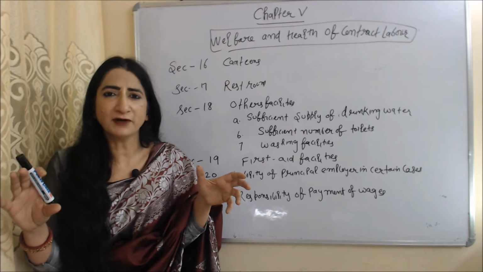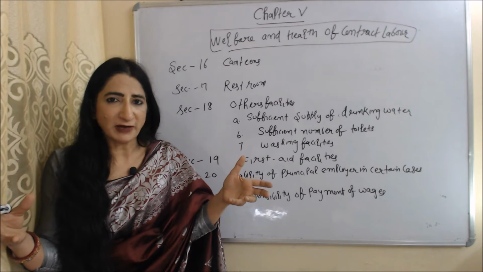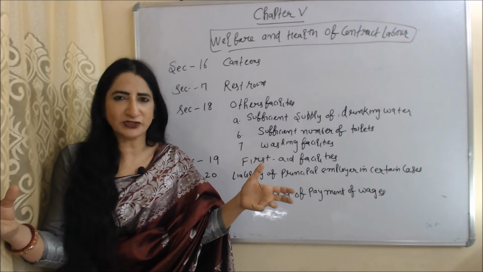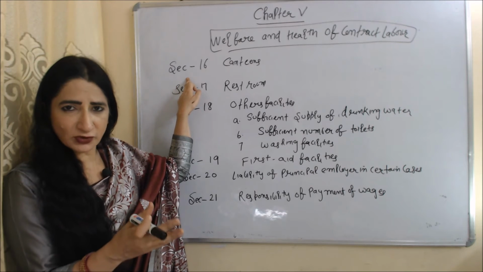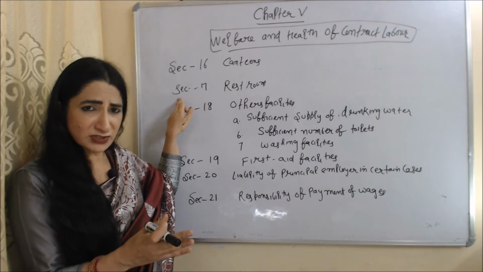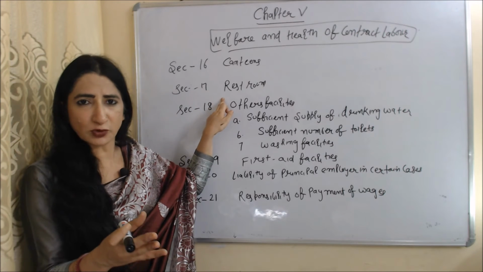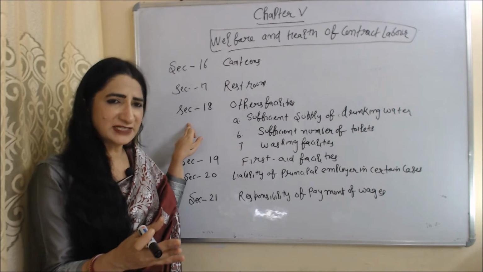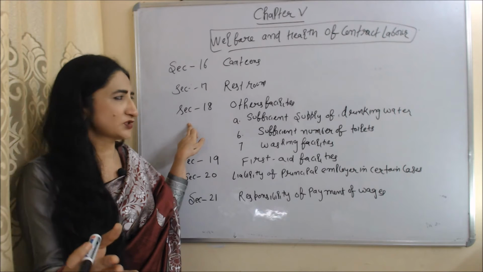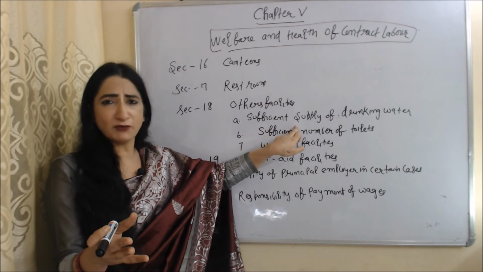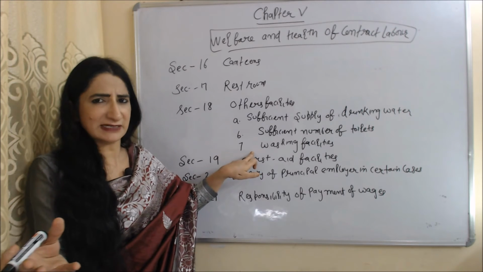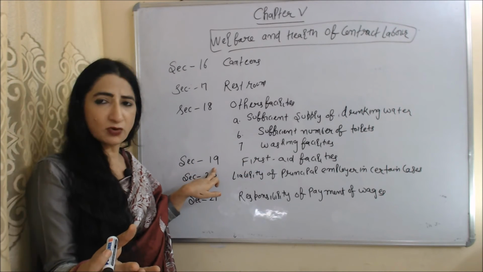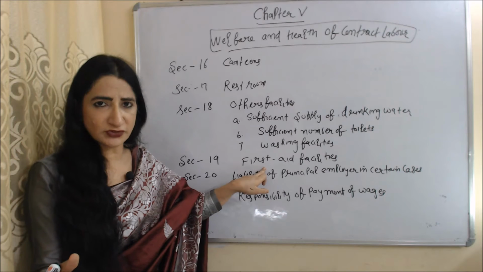Chapter 5 mainly talks about welfare and health facilities for contract labor. Section 16 talks about canteen facilities for contract labor. Section 17 talks about restroom facilities for contract labor. Section 18 talks about other facilities for contract labor, for example, sufficient supply of drinking water, a sufficient number of toilet and washing facilities, etc. And section 19 talks about first aid facilities for contract labor.